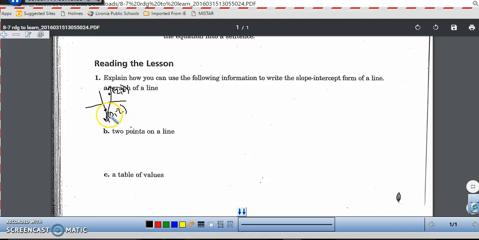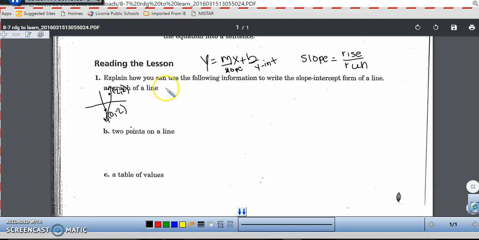And we know that in a graph, we'll be able to find the slope and the y-intercept, and we'll be able to find our equation. So our equation, we're going to remind ourselves, is y equals mx plus b, with the m being the slope and the b the y-intercept. Okay? Remember that your slope is your rise over your run.